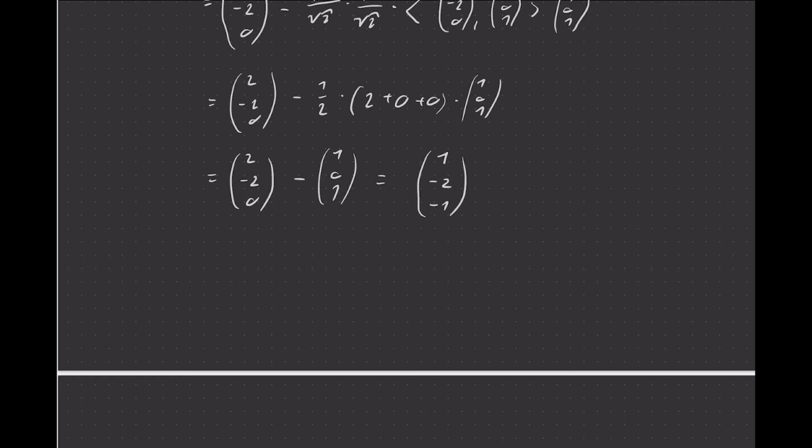Quick check here. We want to know whether that result vector here, this one here, is actually orthogonal to the first basis vector.